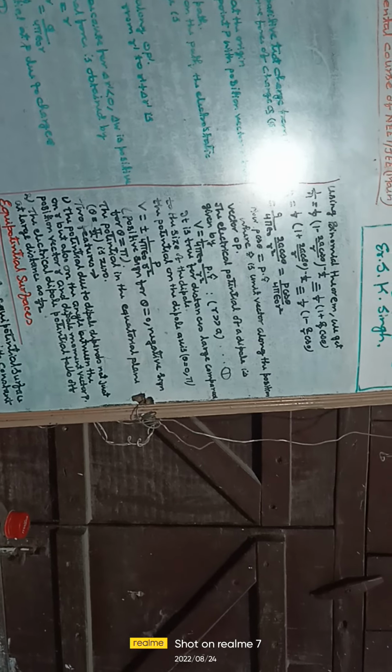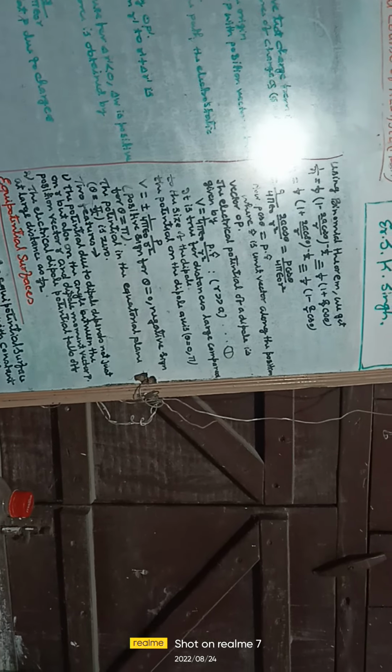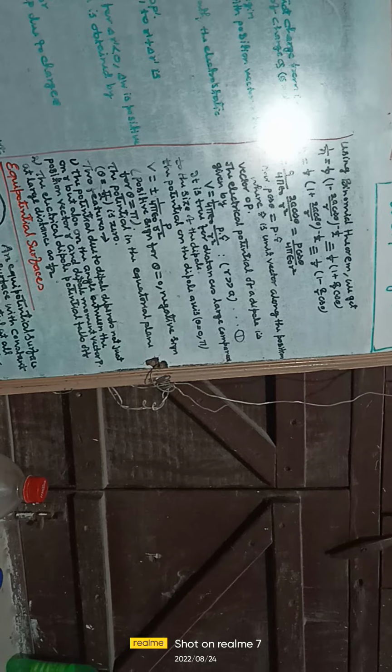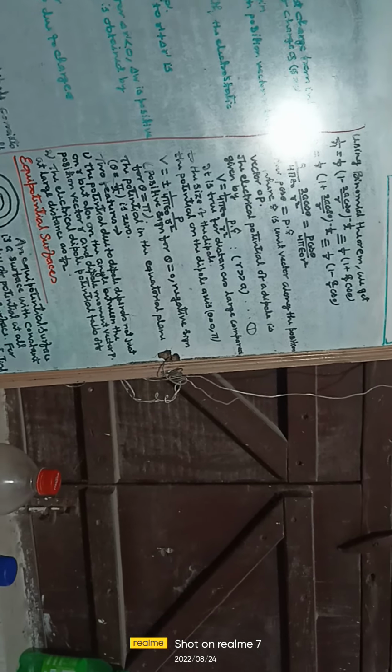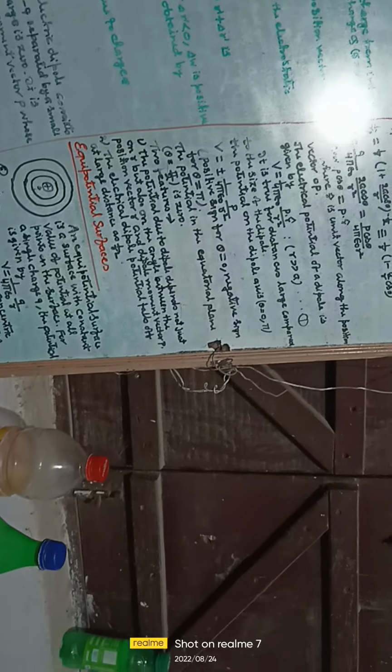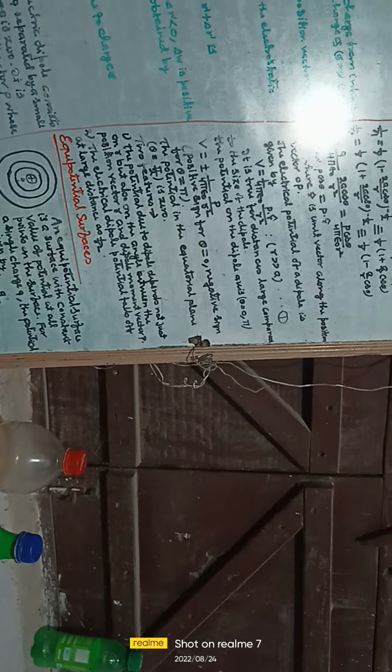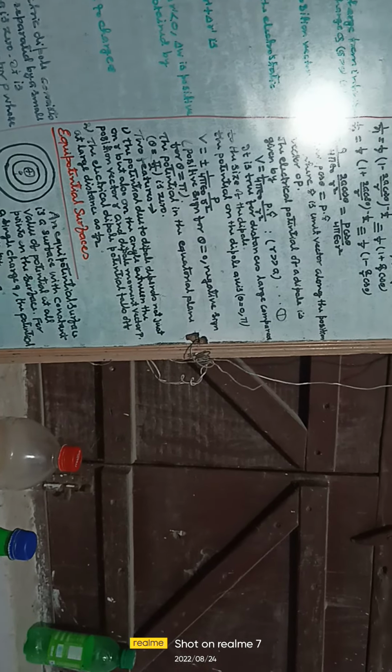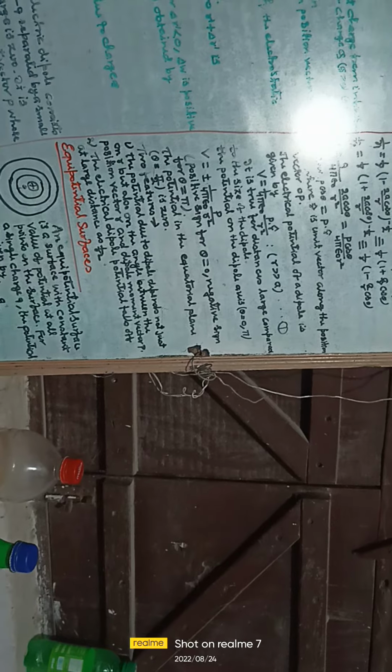Equipotential surface. An equipotential surface is a surface with a constant value of potential at all points on the surface. For a single charge Q, the potential is given by V = 1/(4 pi epsilon naught) Q/r. It has a spherical surface centered at the charge. The equipotential surface through a point is normal to the electric field at that point, as shown in the figure.